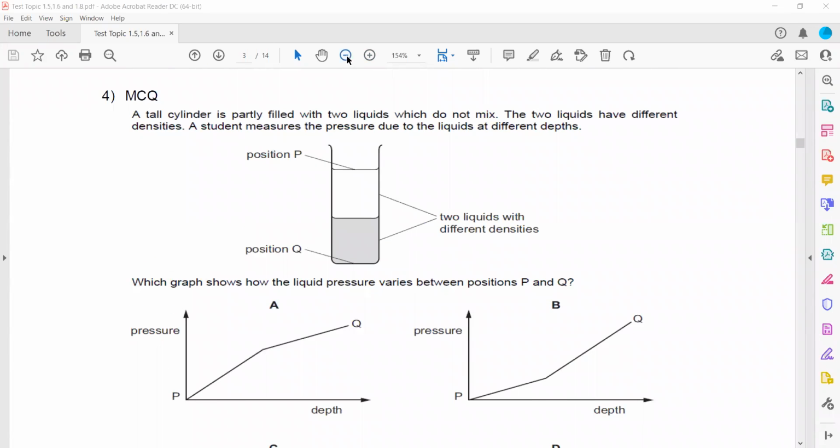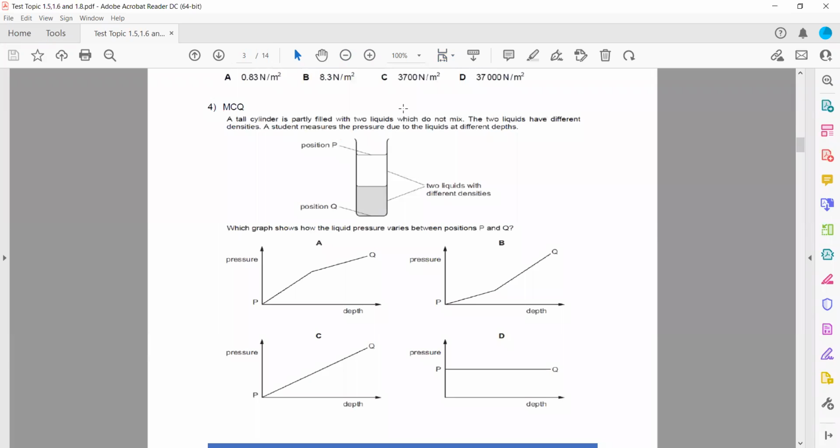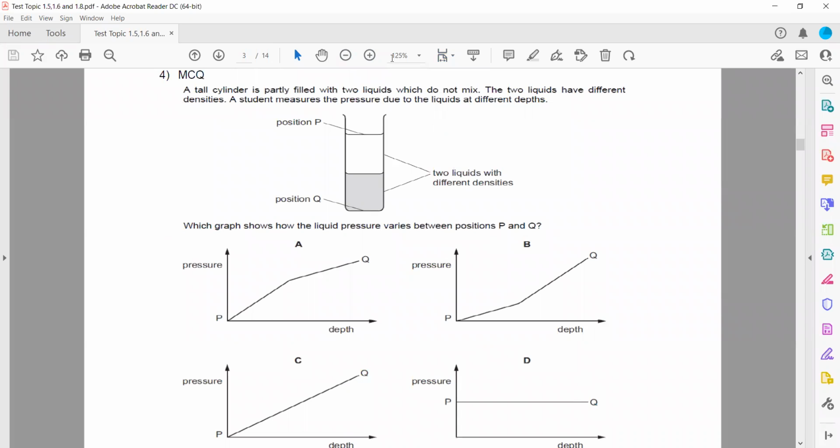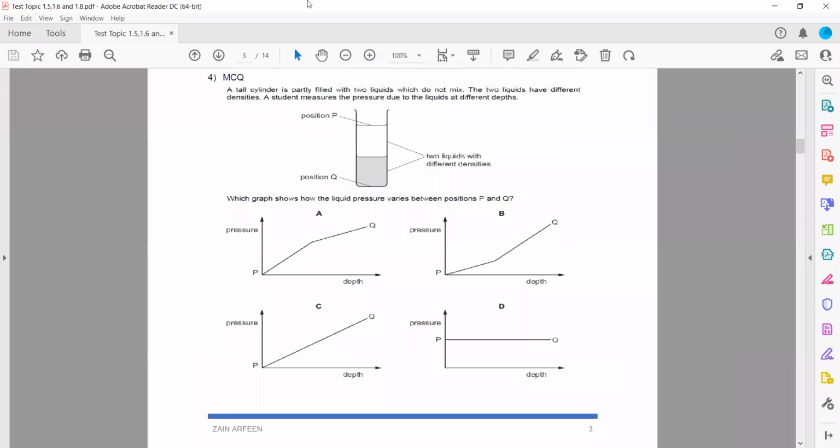Then a tall cylinder is there which is partially filled with two liquids which do not mix, so they have different densities. So the liquid which is up will have low density, and the liquid which is down will have a high density, because the denser liquids sink. So when we move from P to Q, in liquid P, as we know, pressure increases with the depth. As we go deeper inside, the pressure will increase.